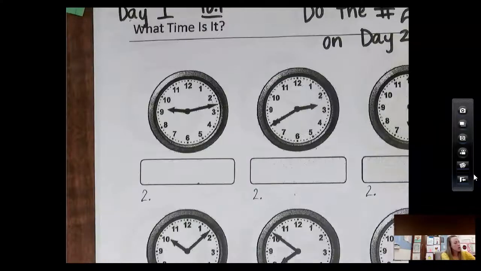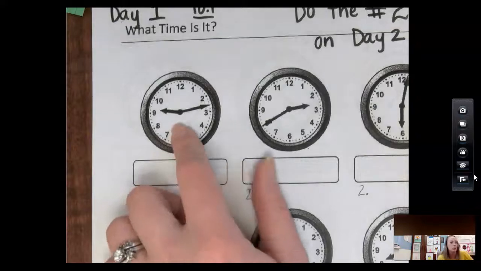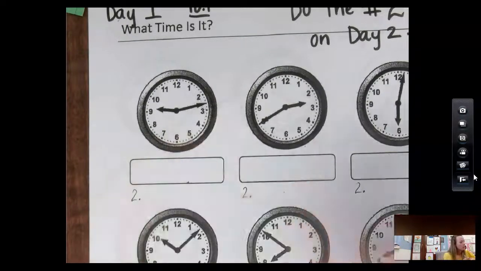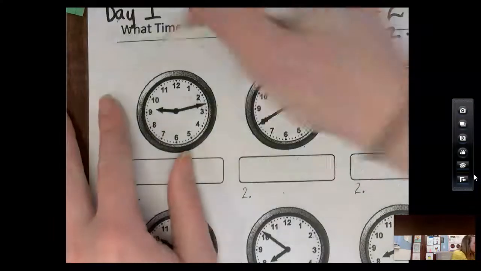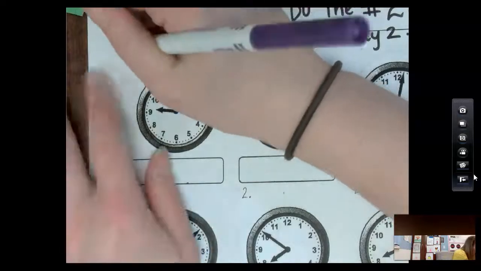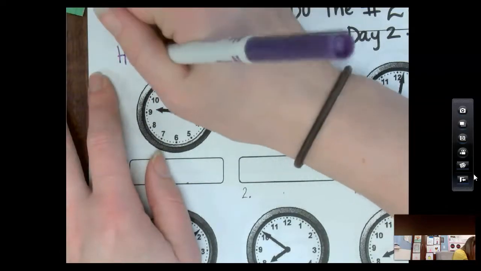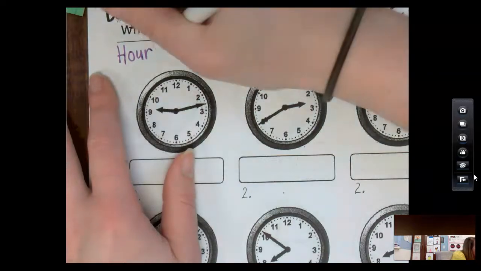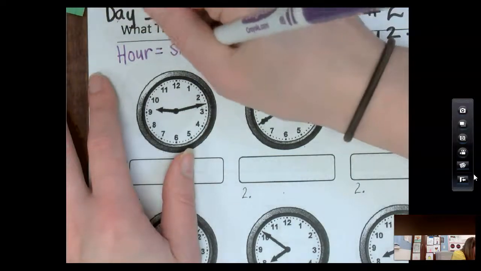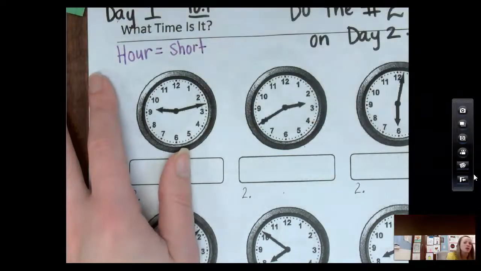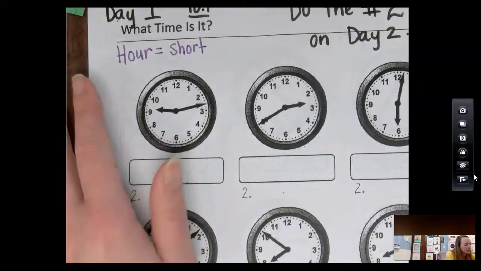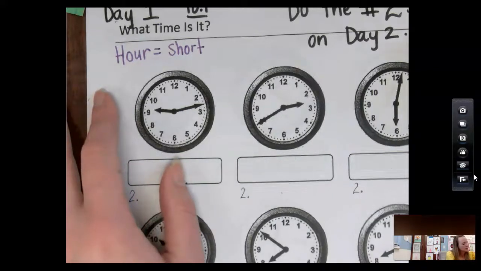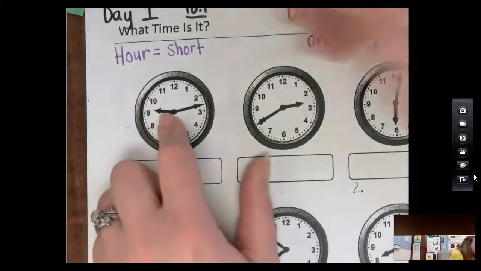All right, kiddos, so we have this sheet here, and first we're going to be doing our hour. Let's write some notes first. So let's write the word hour, H-O-U-R. Everybody write the word hour. And then we're going to write that it equals the shorthand. Okay, it's always good to take notes, because then if you get stuck, you can look up at your notes. So the hour is the shorthand.